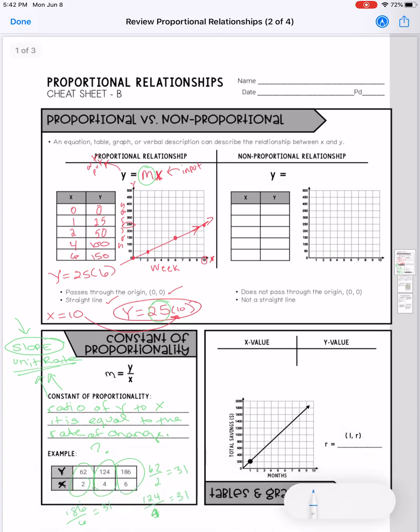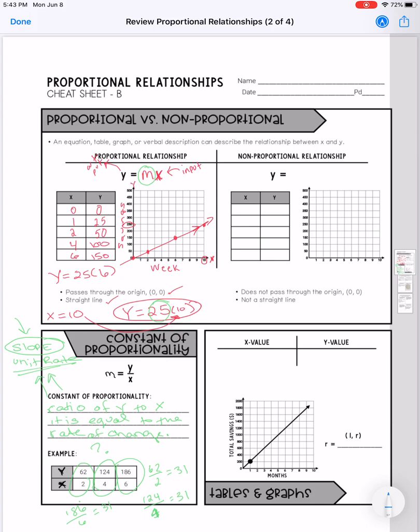Okay, so in a non-proportional relationship, let's say your sister is also trying to make some money and your sister's a little older. She could do a little bit more work. In fact, not only is she going to do chores, she's going to mow the lawn. So just like you, she's going to make some money every week. She's going to make $50 a week.